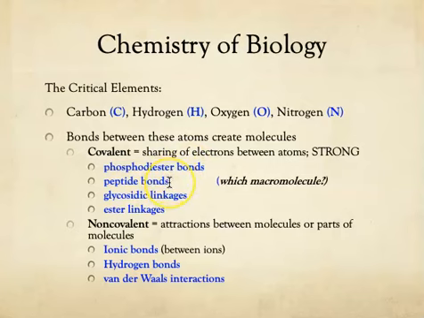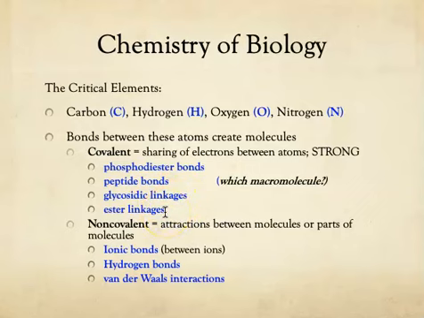Peptide bonds are the type of covalent bond that join together individual amino acids in proteins. Glycosidic linkages are the types of covalent bonds that join together monosaccharides to build larger carbohydrates, including polysaccharides. They're referred to as linkages because, unlike other types of covalent bonds, there's an oxygen atom in the center of this bond.